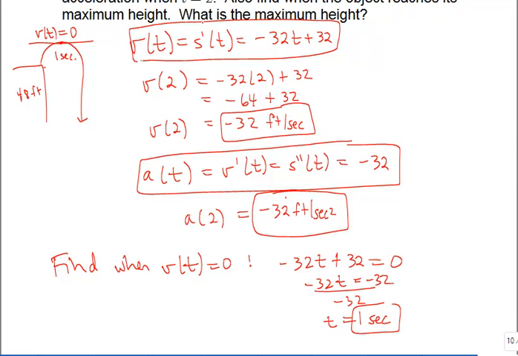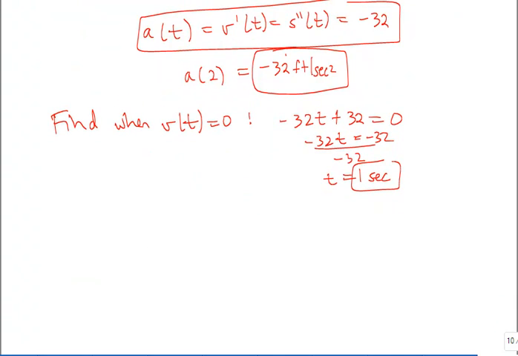The last question here was, what is the maximum height? So how tall does this object actually get? Well, notice that this height right here, that's exactly what a position is. That's your S. You're not going to use V, you're not going to use A, you're going to use the original function S of t. So anytime you want to know an actual height, you want to use the position function, the original one. And we want that height at that peak, which was happening at 1 second.